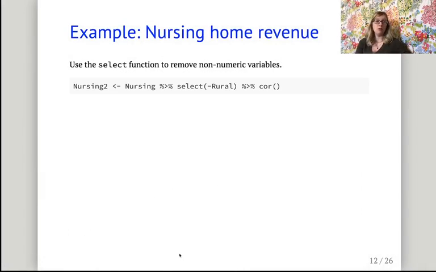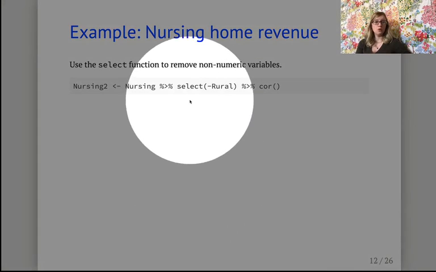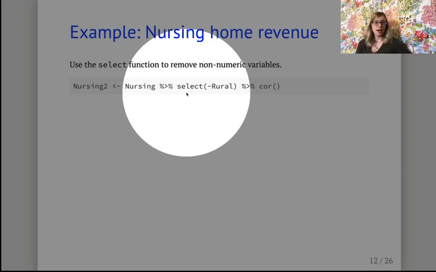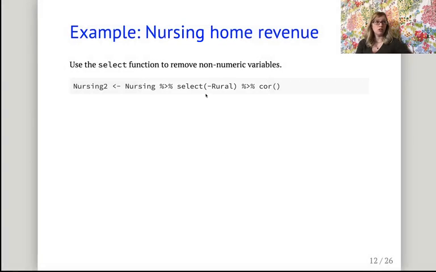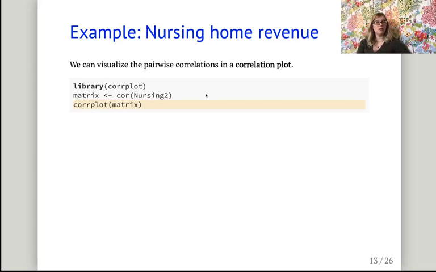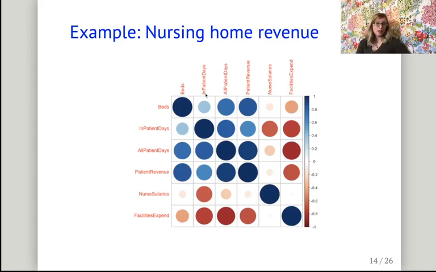Well, we remove it. So I can use the select function here to remove this variable. Writing select minus rural removes that rural variable from the dataset. I can then calculate the correlation and then plot that correlation using something like a correlation plot. So here's what gets produced.